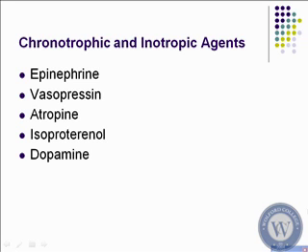Dopamine is a nice agent because it has a combination of three things. It has the dopaminergic qualities at low doses of 1 to 5. At 5 to 10, it's got the beta, and once we go above 10 mics per kilo per minute, you're up in the alpha range.